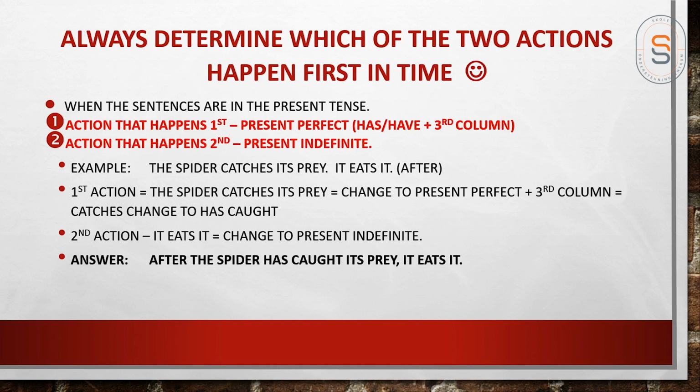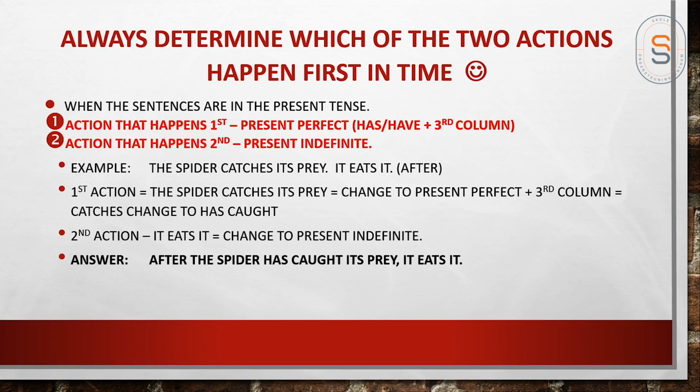The spider is one thing. It's singular. That's why we use has. And the third column of catch is caught. The second action changes to the present indefinite and it stays: it eats it. So it's present indefinite. So you start with the word after. After the spider has caught its prey, it eats it.